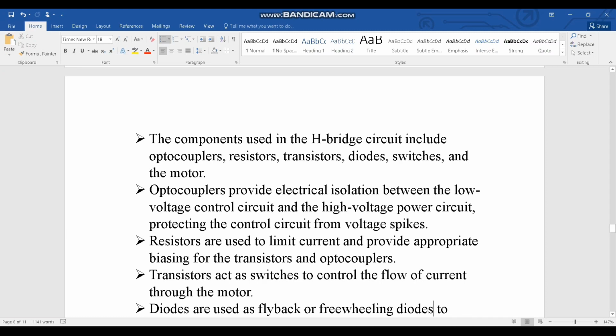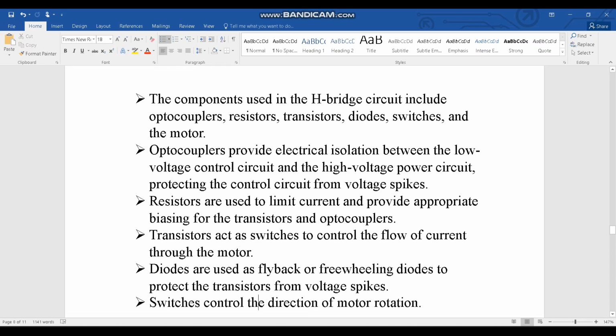Now, moving on to the third part, transistors. Transistors act as switches to control the flow of current through the motor. Diodes. Diodes are used as flyback or freewheeling diodes to protect the transistors from voltage spikes. What does flyback mean? It means that its responsibility is to protect the transistors from voltage spikes. If a transistor can't hold much voltage, or if it's designed for a specific voltage, it is the duty of a flyback diode to prevent the BJT, the transistor, from damaging.